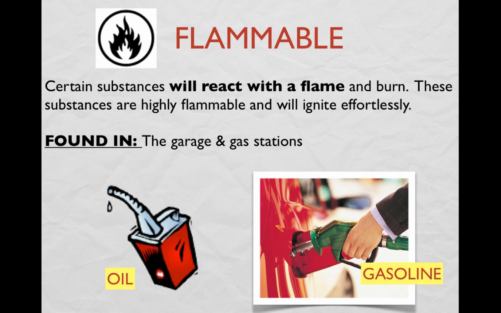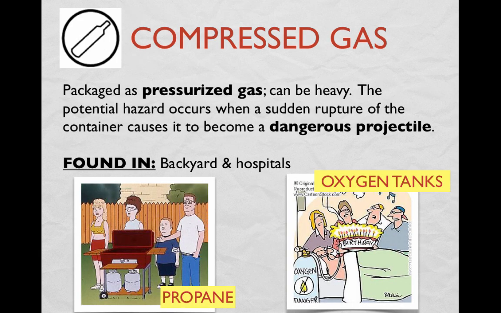Flammable. Certain substances will react with the flame and burn. These substances are highly flammable and will ignite effortlessly. Examples include oil and gasoline. Compressed gas is packaged as pressurized gas. It can be heavy. The potential hazard occurs when a sudden rupture of the container can cause it to become a dangerous projectile. Examples would be propane and oxygen tanks.